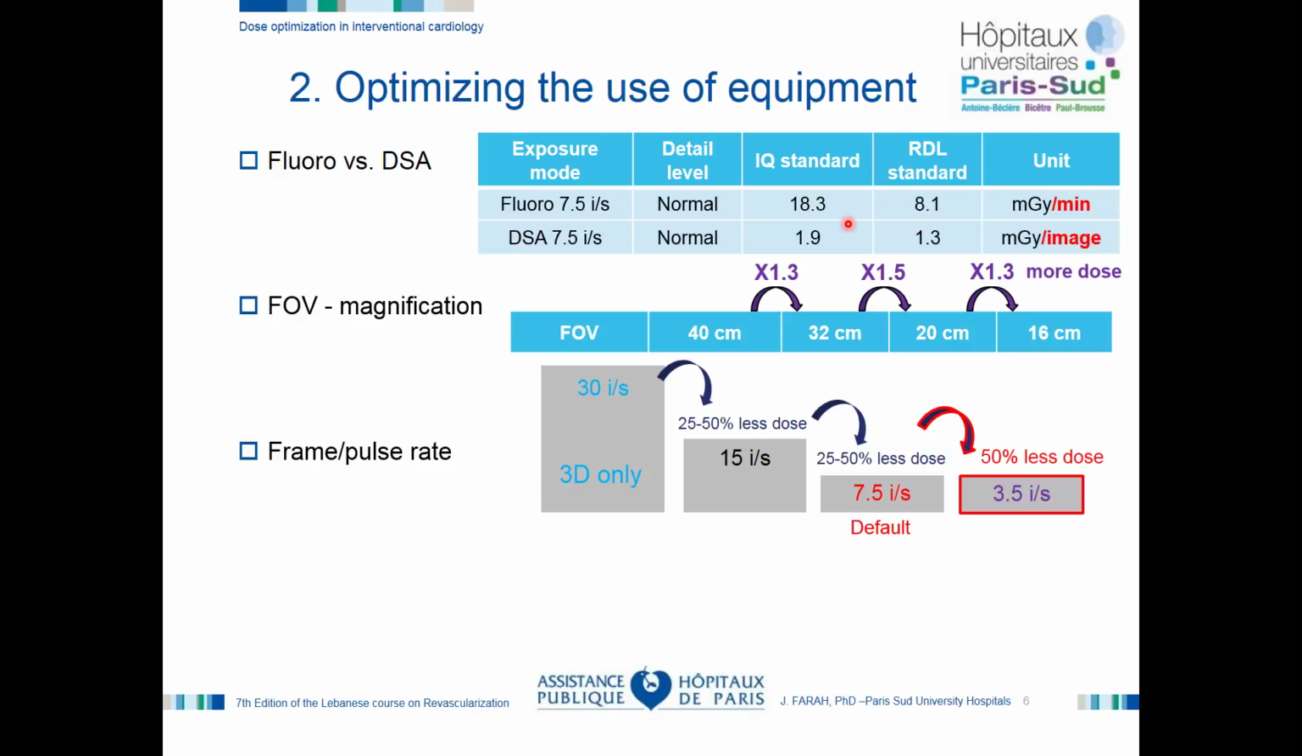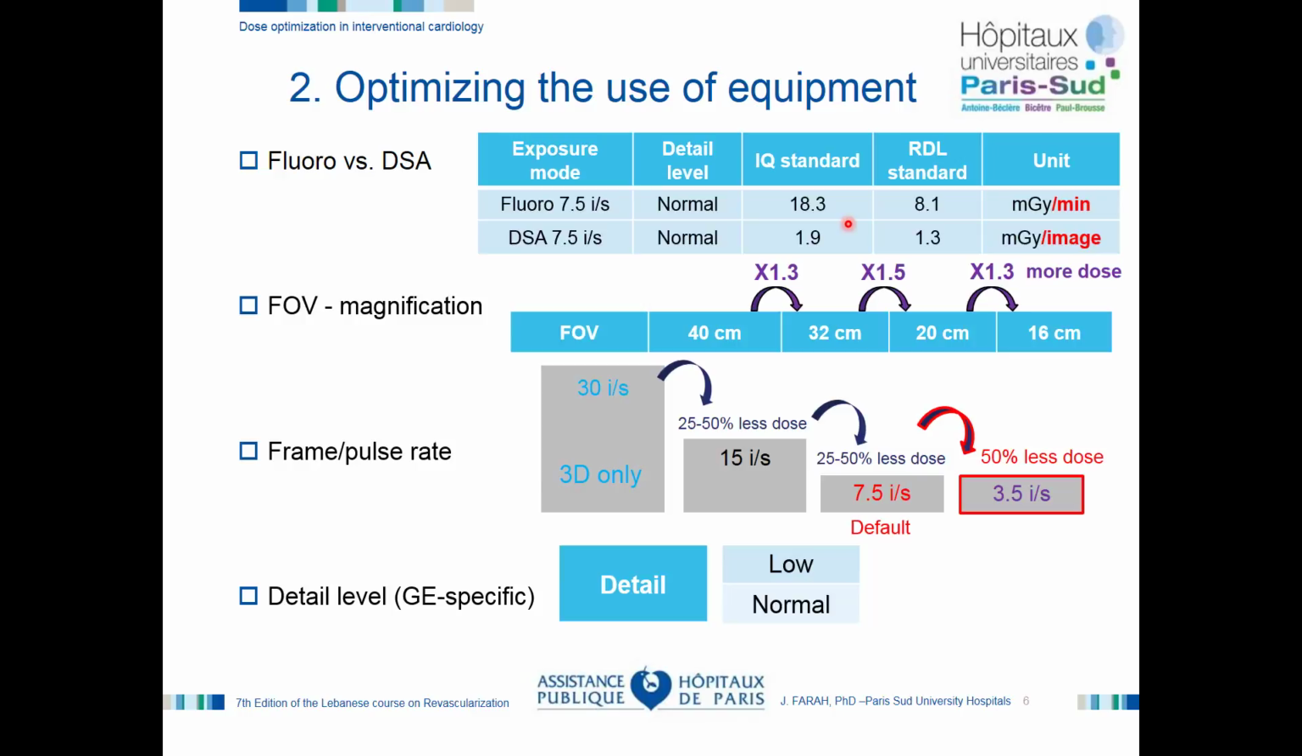Okay. And the last parameter is really specific for GE. It's this low versus normal detail level. When the application specialist from GE comes and trains operators on the system, they often say, if you don't see well enough, the first parameter to change is the detail level. But when it comes to the dose, the detail level increases the dose by a factor of 2 and up to 2.5. If you compare it to the magnification, maybe it's worth first changing the magnification, and then if it's really not good enough, go back and change the detail level.